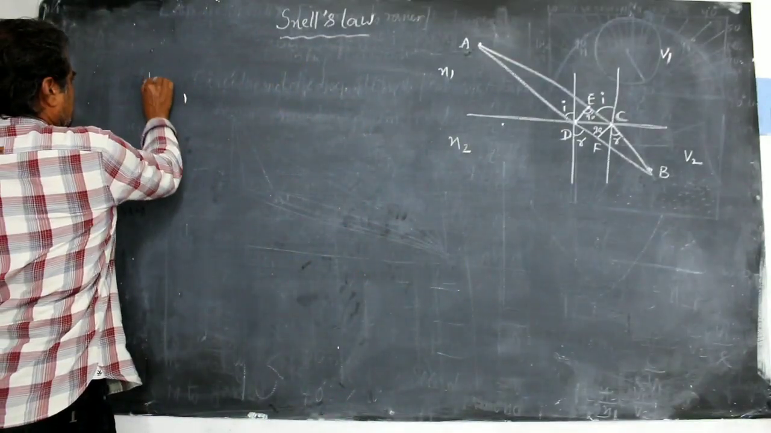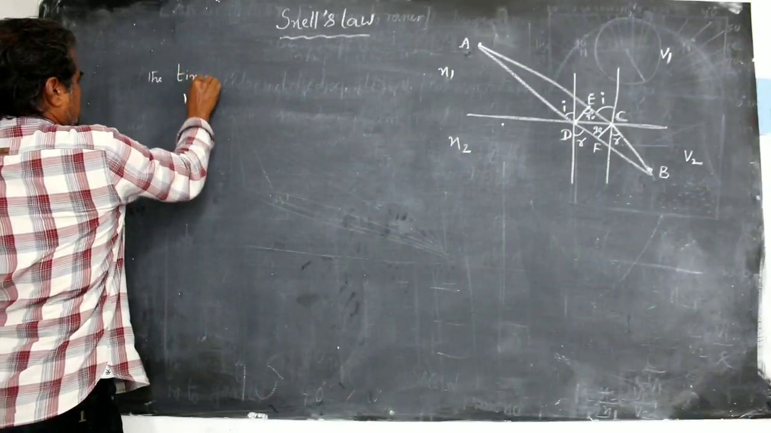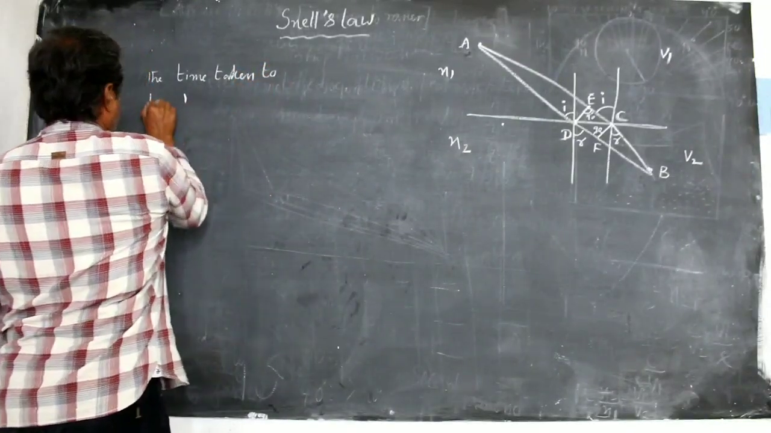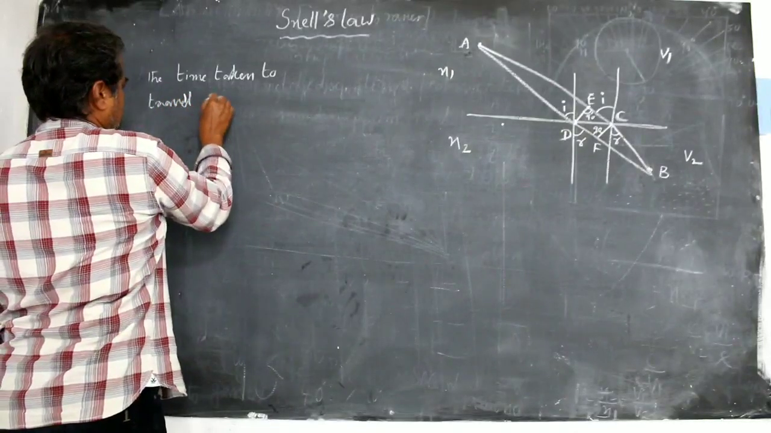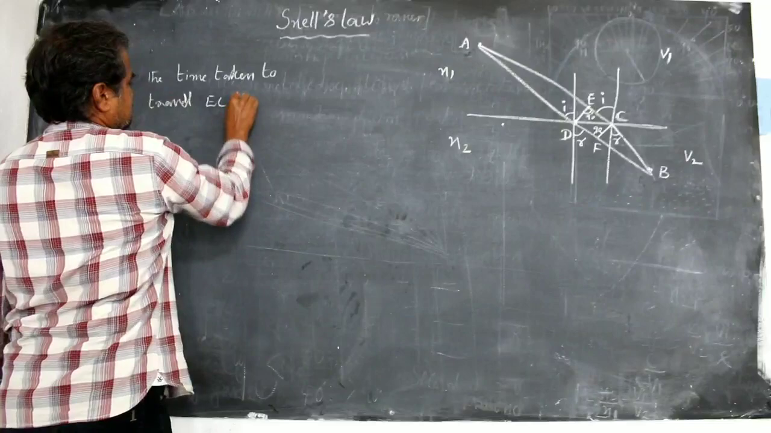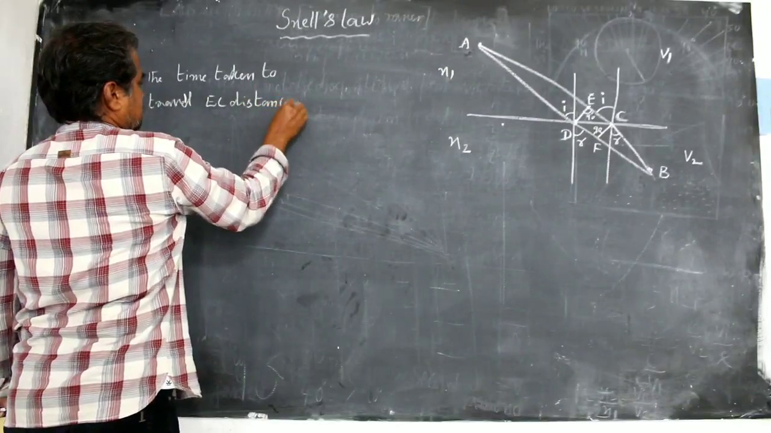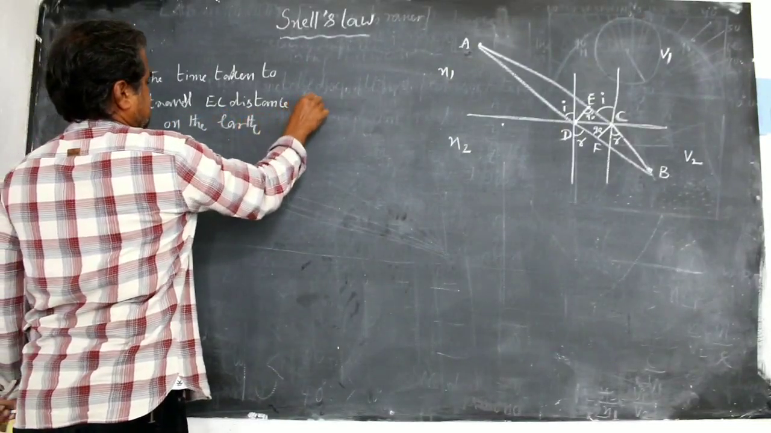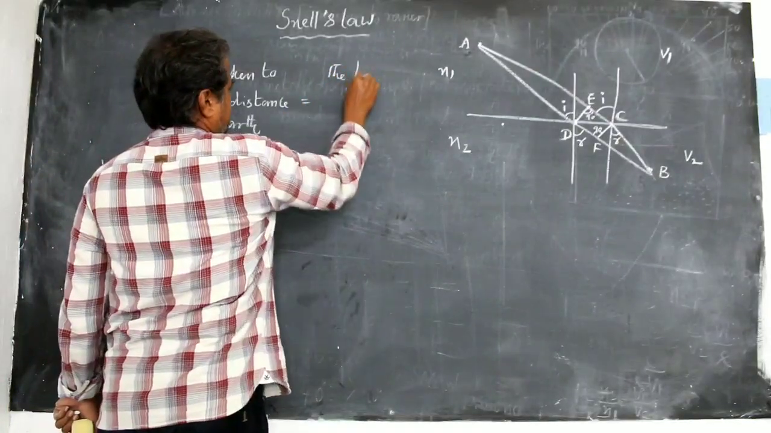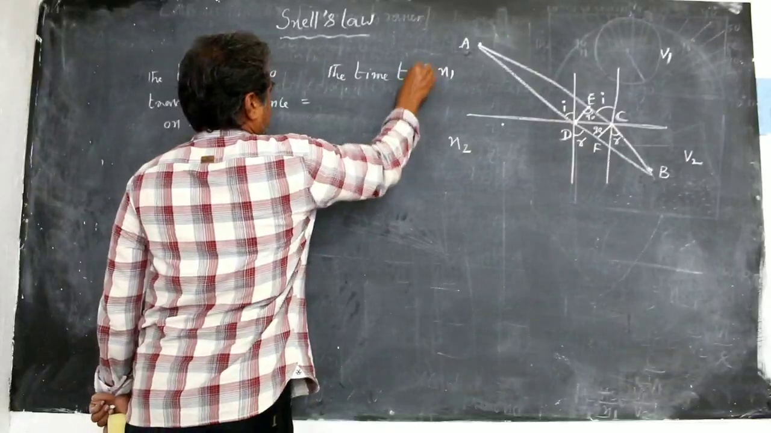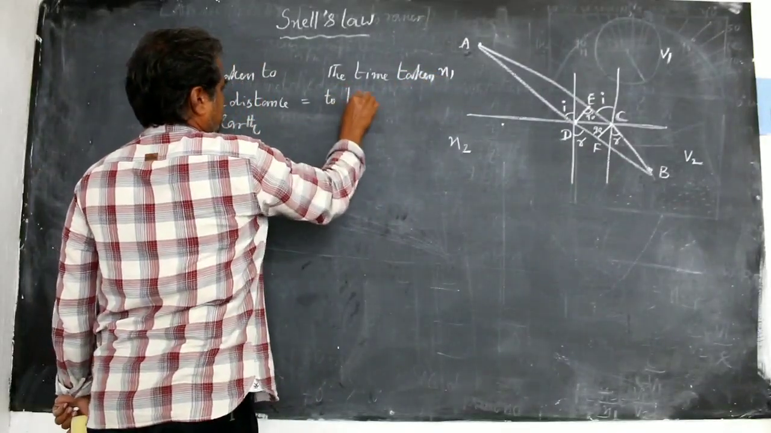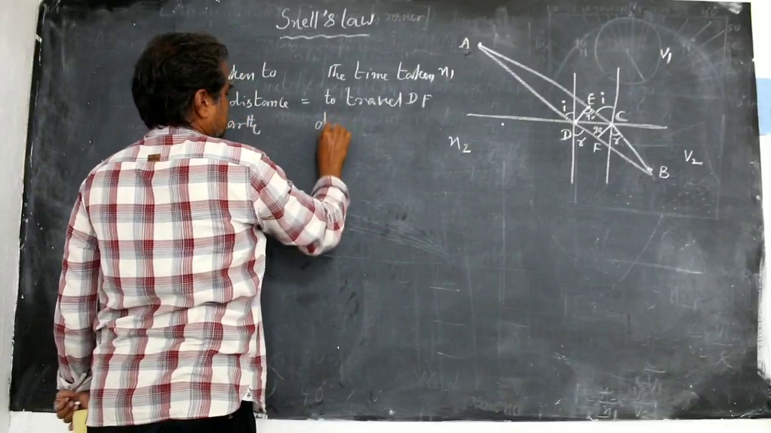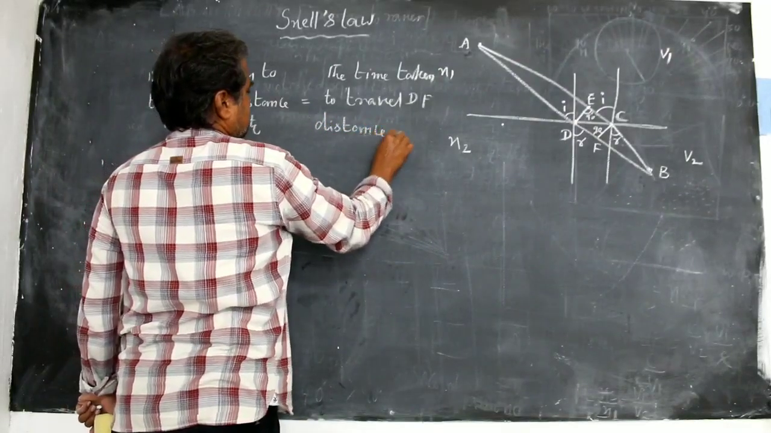So the time taken to travel the EC distance on the earth is equal to the time taken to travel the DF distance in the water.